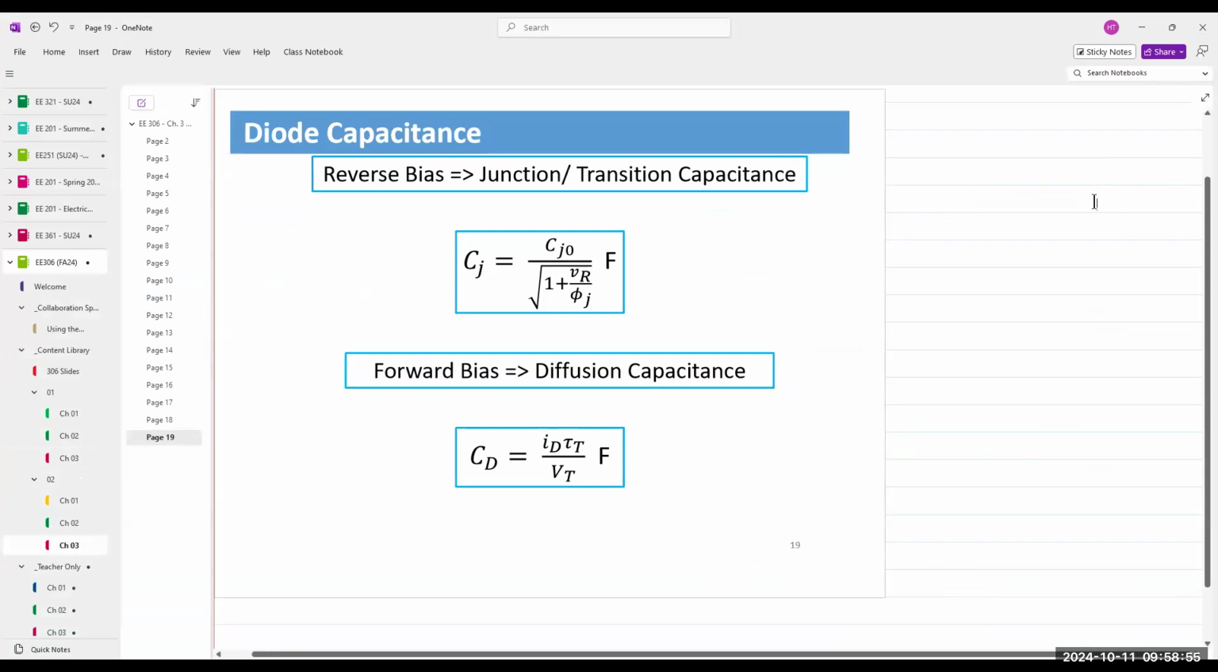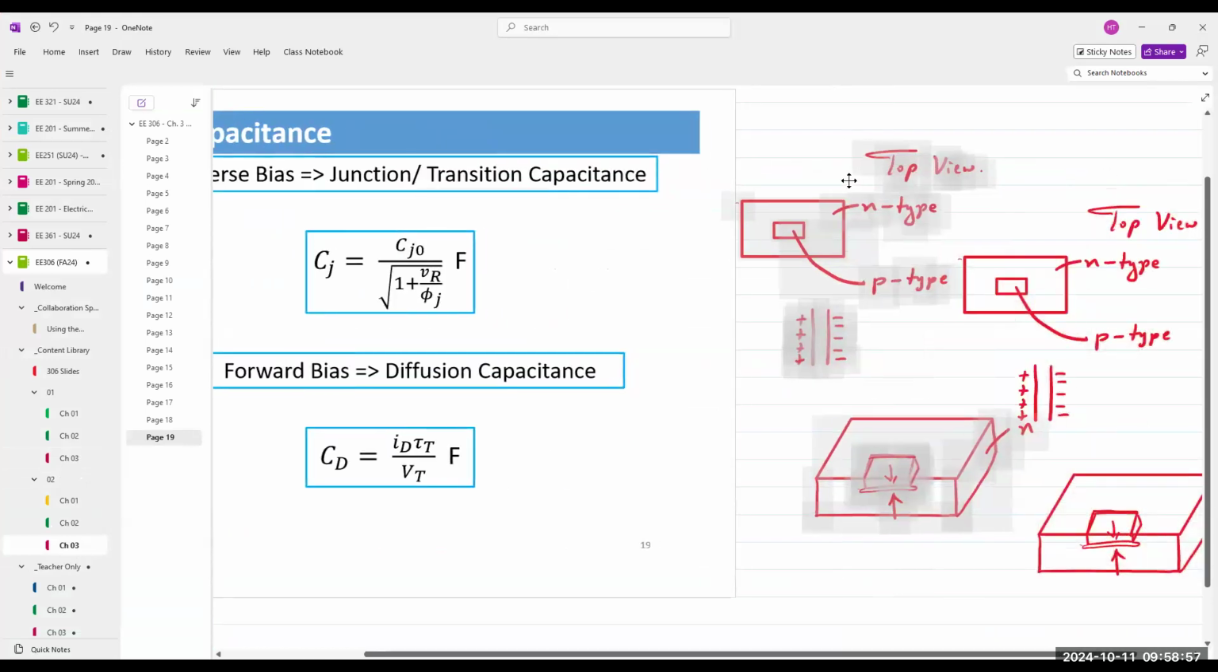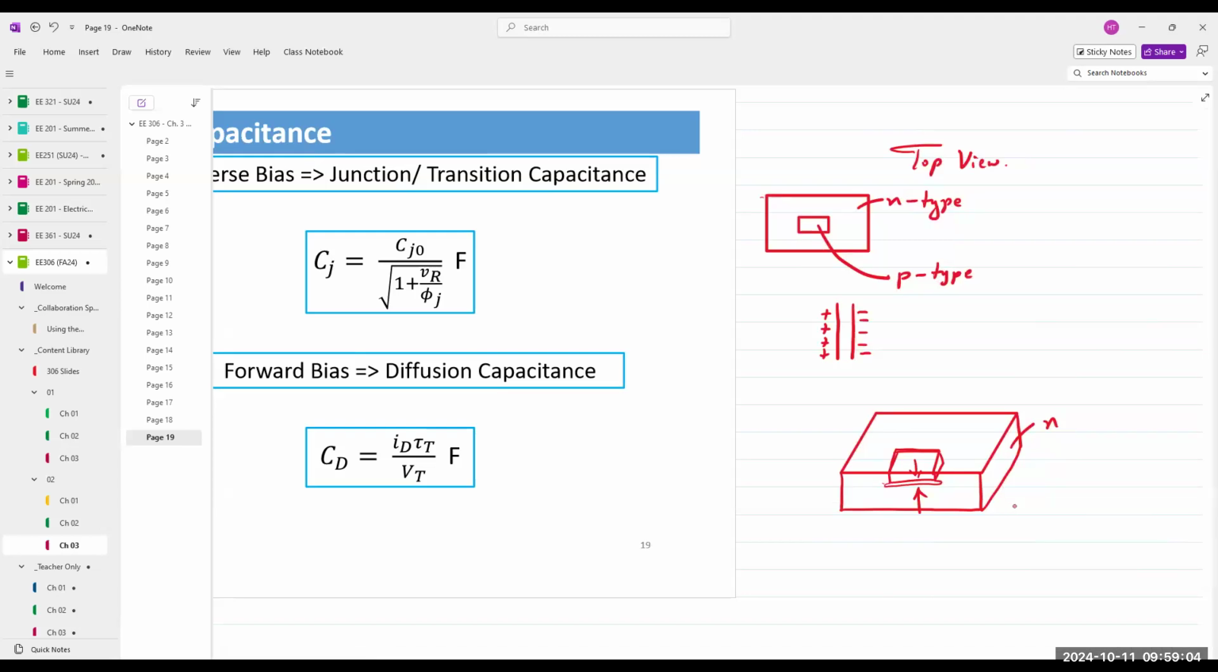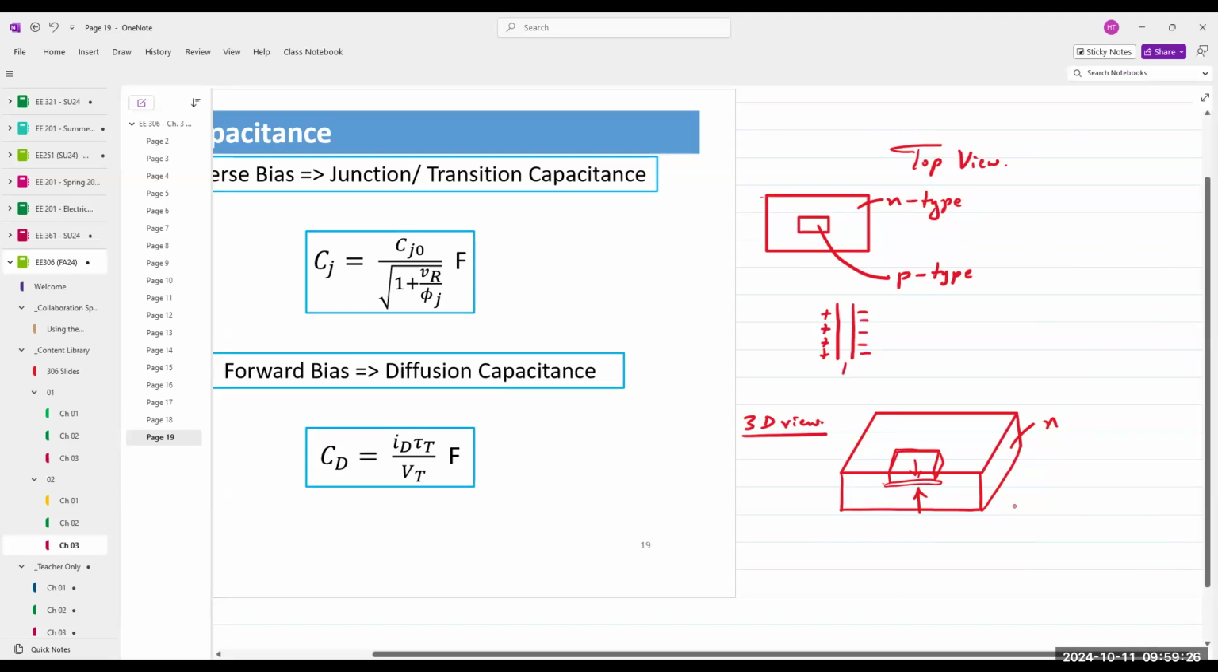What we have here is the top view of our semiconductor PN diode and a 3-dimensional view of the same. In the top view, we have an N-type silicon wafer, and we are implanting a small area with the P-type material. Two parallel plates separated by the depletion region form a capacitance because charge accumulates on either side of the depletion region. This is kind of like the side view.